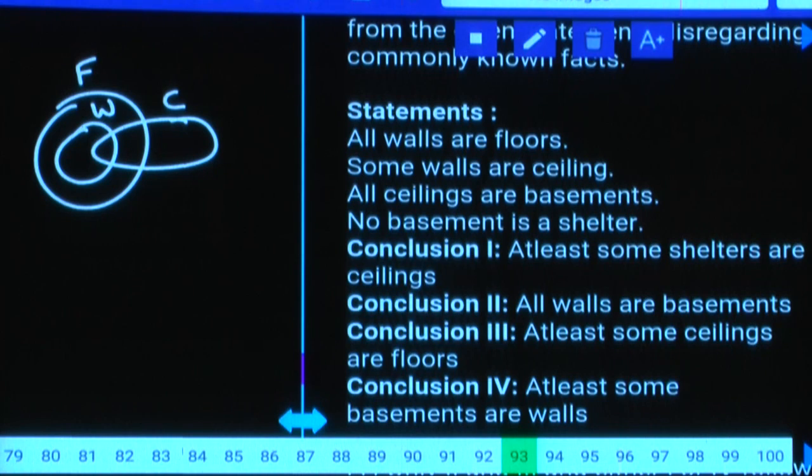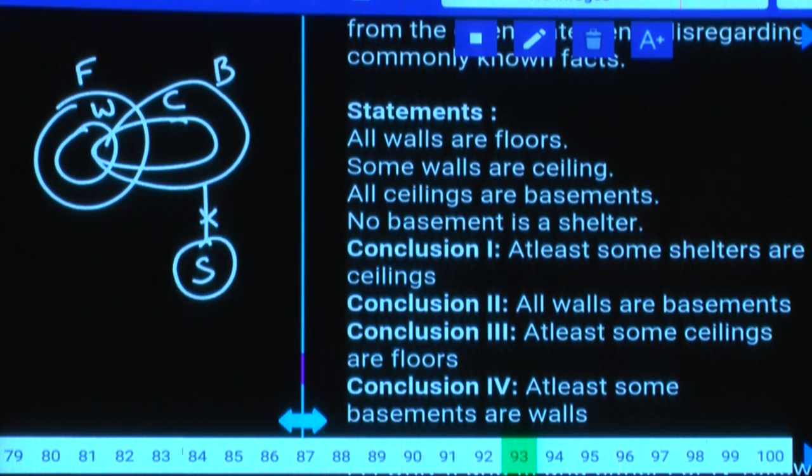And all ceilings are basements. All these ceilings are what? Basements. And no basement is a shelter. No intersection between basement and a shelter. Done with this? Now according to this one, first one, some shelters are ceiling. Some shelters are ceilings, no intersection between these two, false. All walls are basements, that is also false. And third one, some ceilings are floors, that is definitely true.